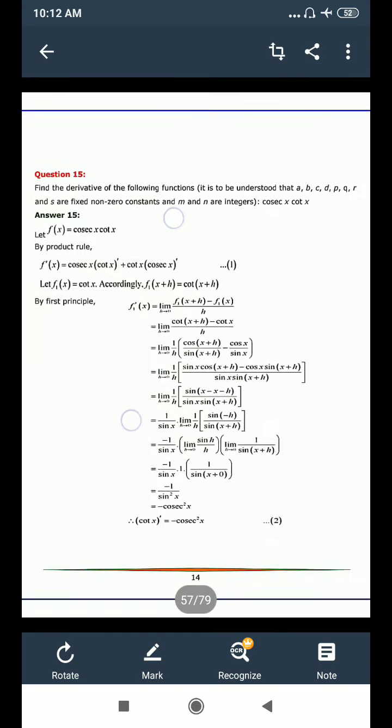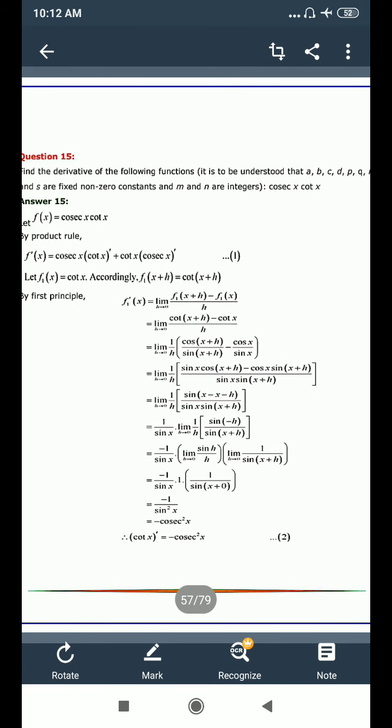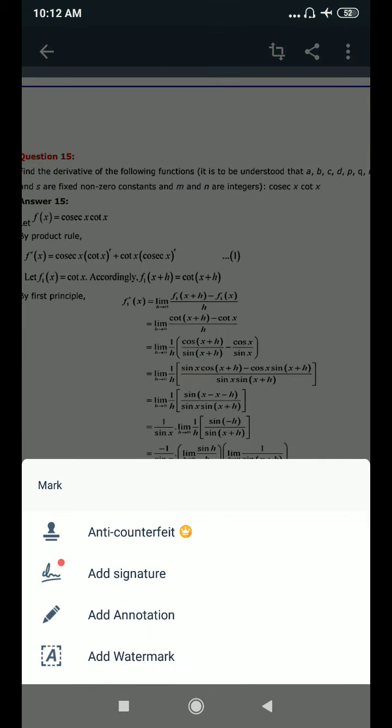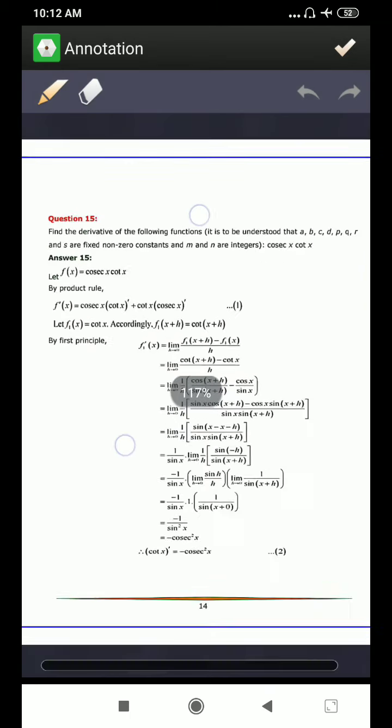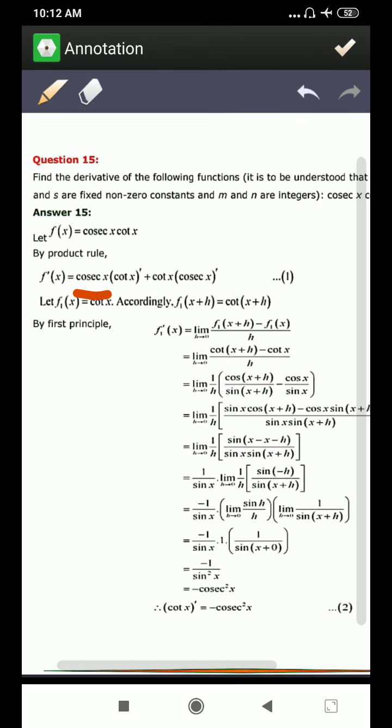Come to the next, cosec x into cot x. So you apply the product rule. Cosec x as it is, differentiation of cot x, plus cot x as it is, differentiation of cosec x. That you know. Now, what is differentiation of cot x? Cosec x as it is, differentiation of cot x is minus cosec x cot x.